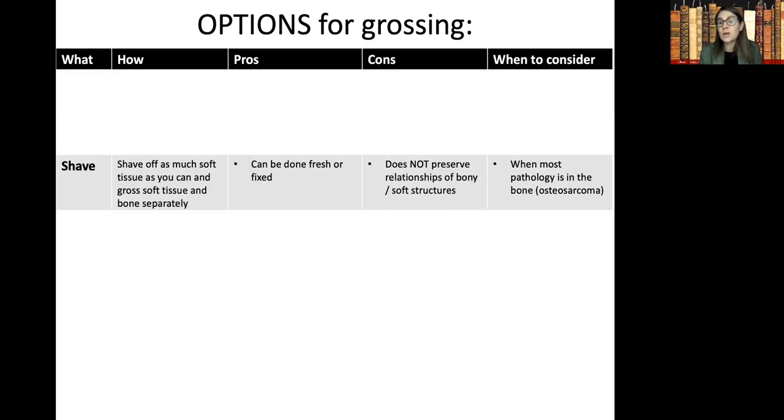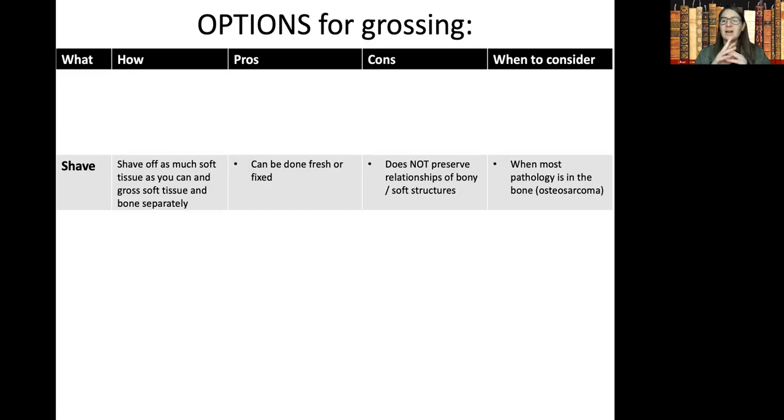Then there's what I'm going to call shave. Shave is when you shave off as much soft tissue as you can, and then you gross the soft tissue and bone separately. This again can be done in the fresh or fixed state. It unfortunately does not preserve much relationship between the soft tissues and the bony structures, and can be done when most pathology is in the bone, such as in an osteosarcoma with minimal soft tissue involvement. Again, not really what we have in this case.